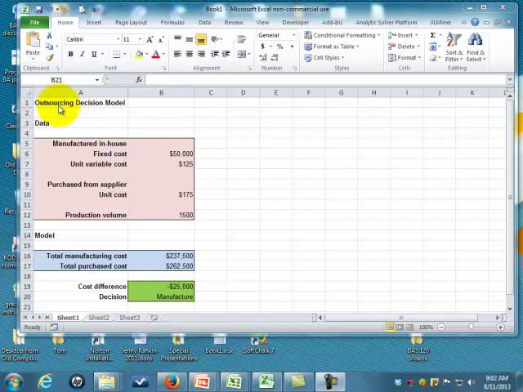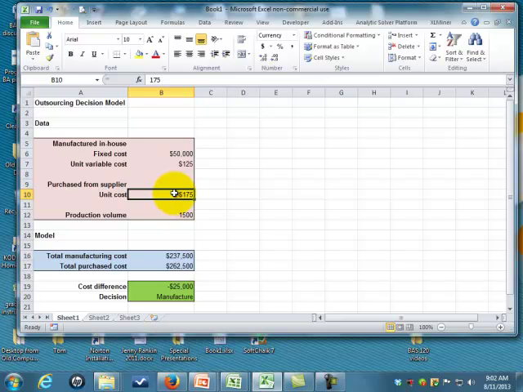So I've called up our famous outsourcing decision model, and just a reminder, this is one where we can manufacture in-house with the following fixed costs. Our unit variable cost is $125 per unit, and we have a supplier that'll sell it to us at $175 per unit, and our production volume is 1,500.